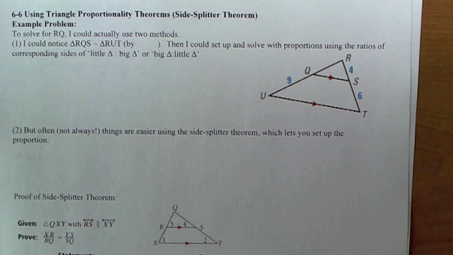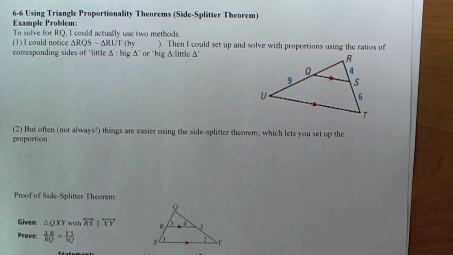Welcome to the 6-6 notes, our last section of the chapter dealing with similarity and proportions. We're not actually doing all the theorems in this section, we're just doing one theorem, and that is called the side splitter theorem. It's actually pretty easy to use once you get the hang of it. It'll make things go a little bit faster. You don't really need to use it in a lot of situations, but it makes things quicker and easier, and I'd like to show you why.